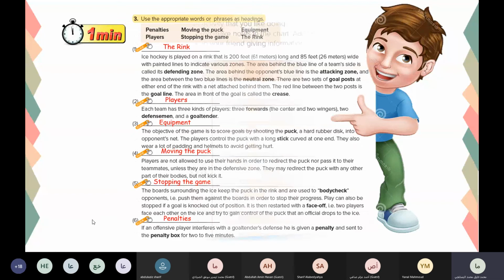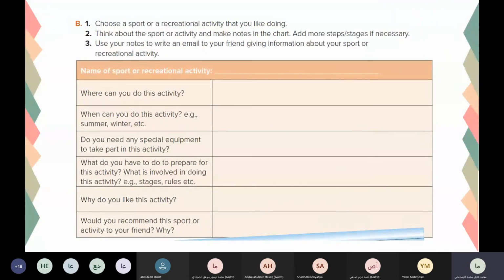Now let's move to the next page. On page 29. Here we are going to choose a sport or a recreational activity that you like doing. Think about the sport or activity and make notes in the chart. Add more stages if necessary. Use your notes to write an email to a friend giving information about your sport or activity.